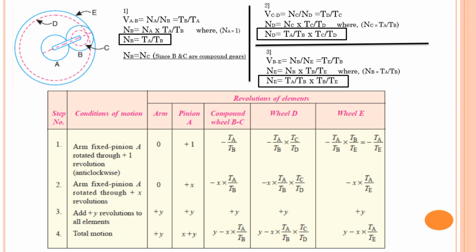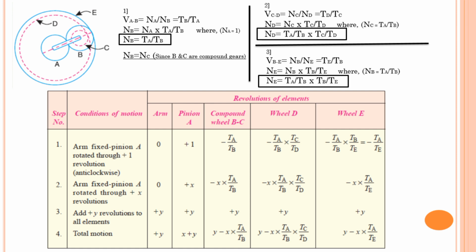I am finding ND. ND is equal to NC into TC upon TD, where NC is equal to NB, and what is NB? NB is TA upon TB. Therefore ND I have got TA upon TB into TC upon TD. Again, now C gear is in mesh with D. C gear is rotating with minus sign, and D gear will rotate again in the same sign because C and D gears are meshing internally. Whenever gears are meshing internally, they will rotate in the same direction. That's why again minus sign will be there for the velocity of gear D in that first condition.